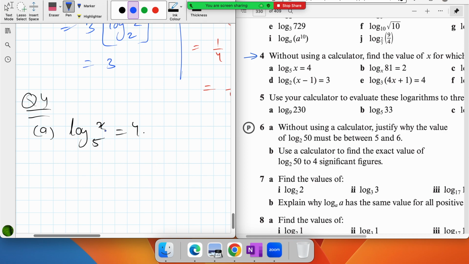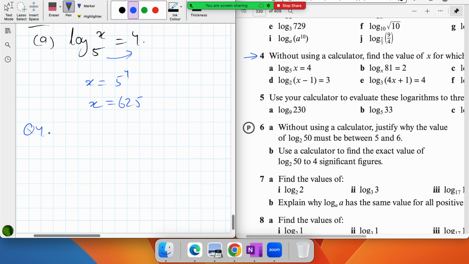I'm changing it into index form. This 5 goes on the other side, x is equal to 5 raised to power 4. So you just use your calculator. 5 raised to power 4 is 625. The value of x is 625.